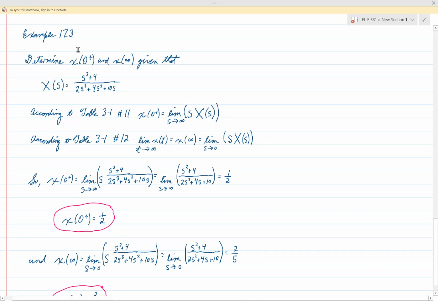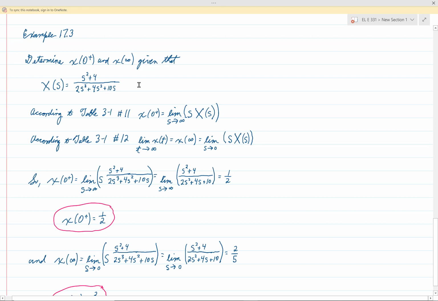And then the final example for this lecture is the following. It says, find little x. Now remember again, little x is the function in the time domain. Capital X is the Laplace transform in the s domain. So determine little x of 0 plus and little x of infinity, given that the Laplace transform capital X of s is equal to s squared plus 4 over 2s cubed plus 4s squared plus 10s.